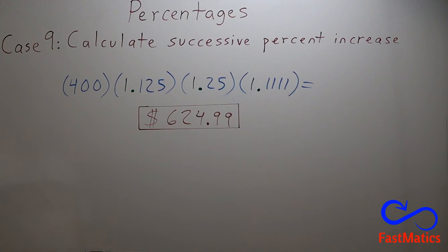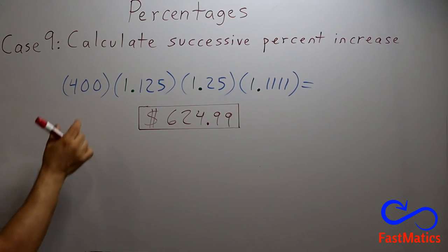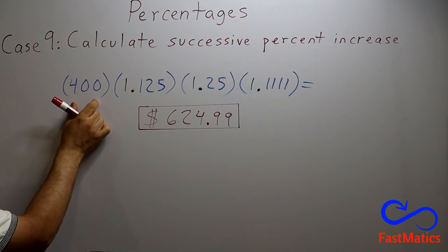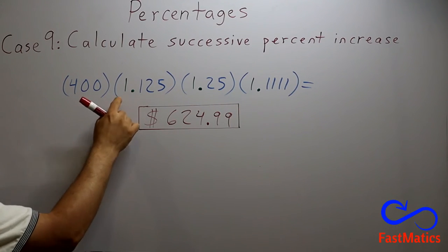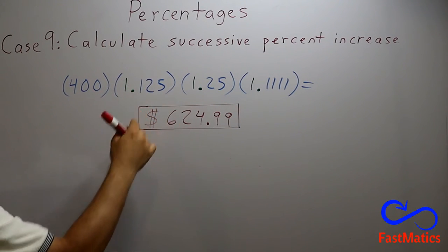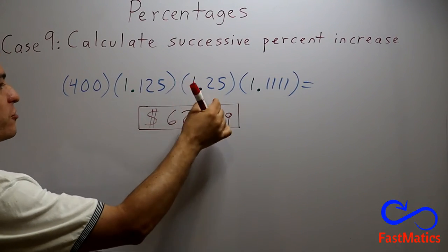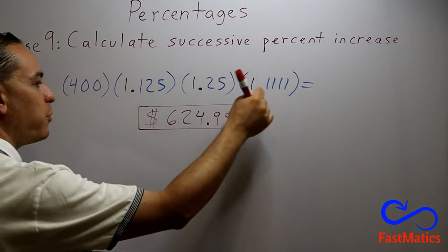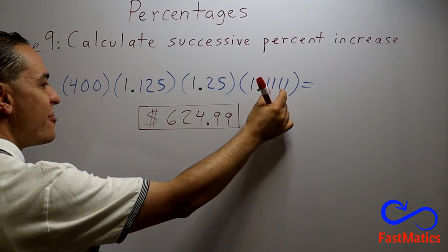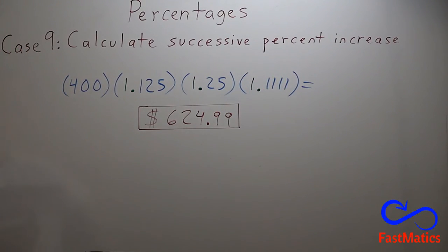So remember, calculate successive percent increase is very easy. You take the number you are interested in and you multiply it by 1 point and the percentage written in a decimal form. After that, multiply it by 1 point and the percentage. And after that, 1 point and the percentage written in a decimal form. That's it.